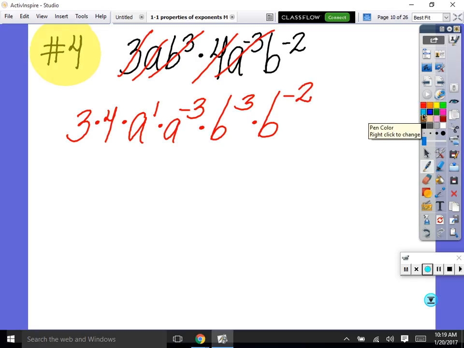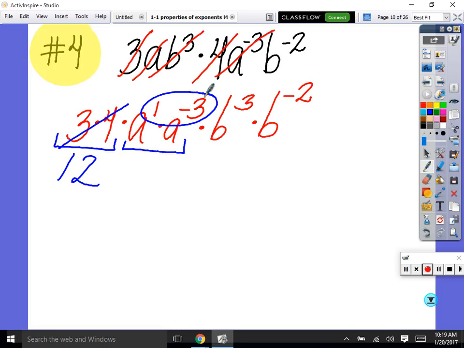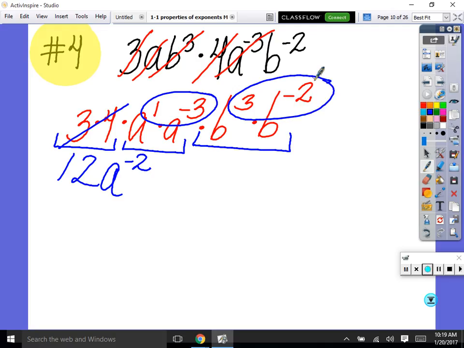Remember, multiplication is always multiplication for numbers. So doesn't that piece become a 12? Cross them out, you've simplified. When you multiply the same base, you add your exponents. So we have a to the negative 2. Let's continue onward. Multiply the same base, you add your exponents. So we have base b to the 1. Now that is my final answer.